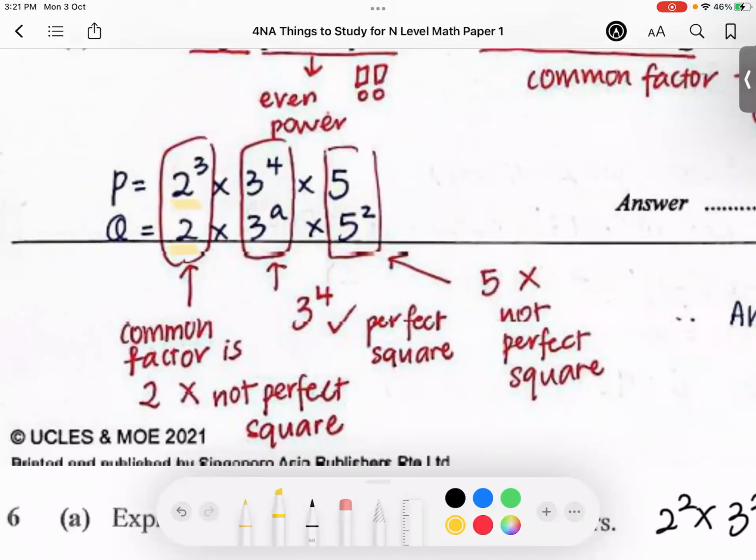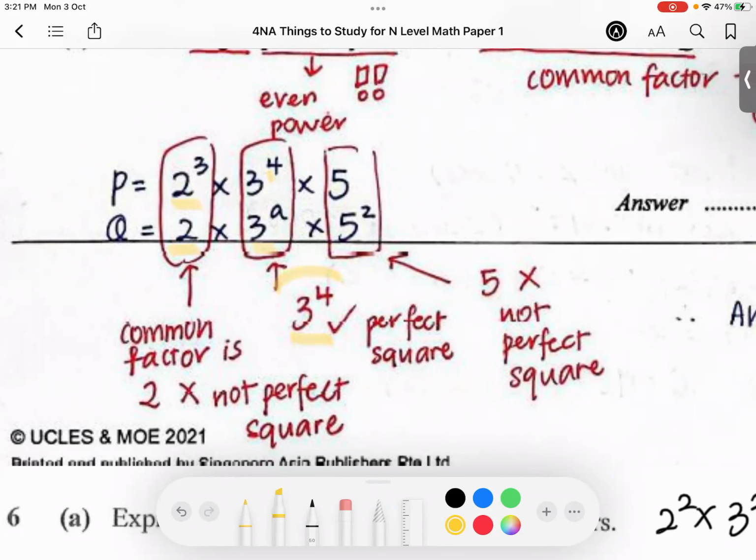Next one, 3 to the power 4 and 3 to the power 8. They told me that 3 to the power 8 is the larger, the A is the larger value. So my common factor can only be 3 to the power 4. And 3 to the power 4 itself, the power is a multiple of 2, right? Even number. So 3 to the power 4 is a perfect square.